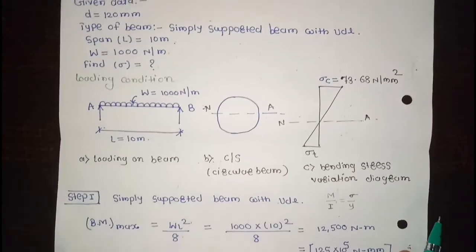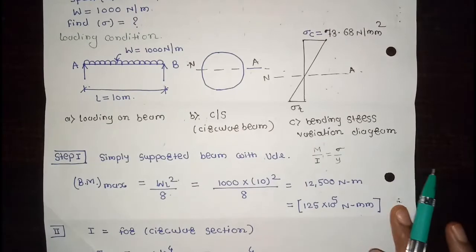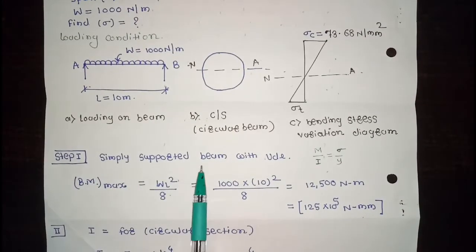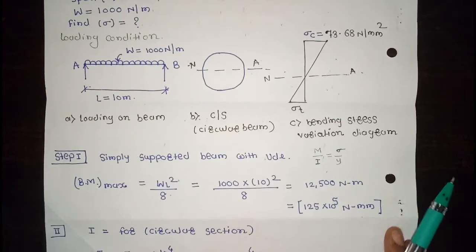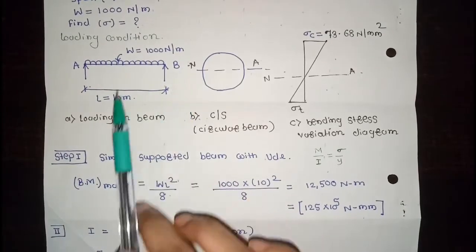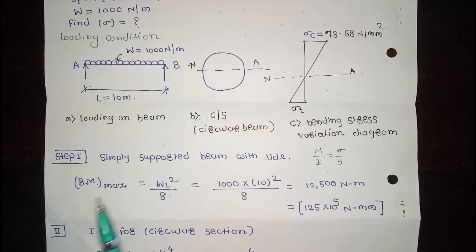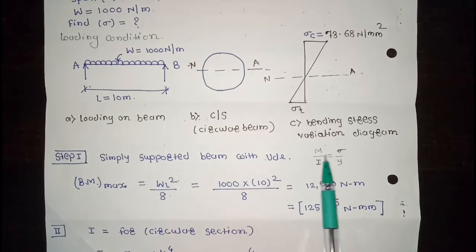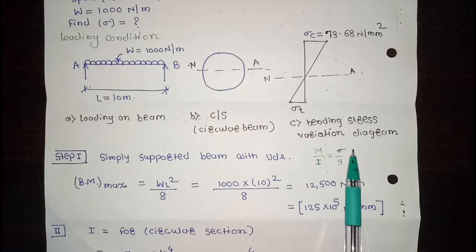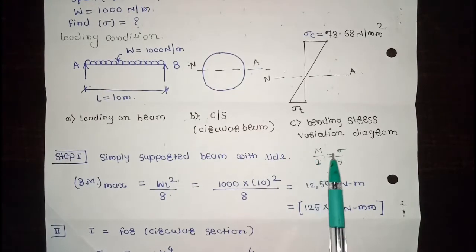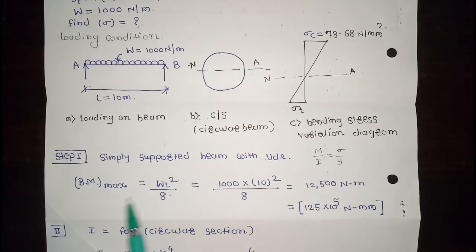First step: simply supported beam with UDL. So how to calculate the maximum bending moment? First of all, see this formula, M by I is equal to sigma by y. So first step, calculate the maximum bending moment.